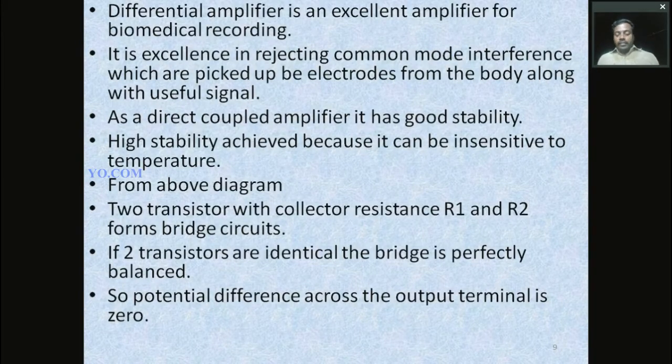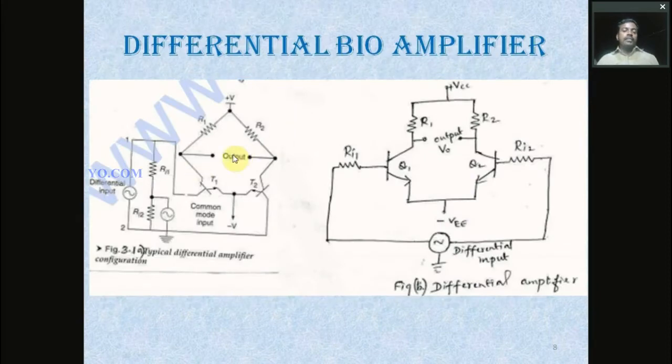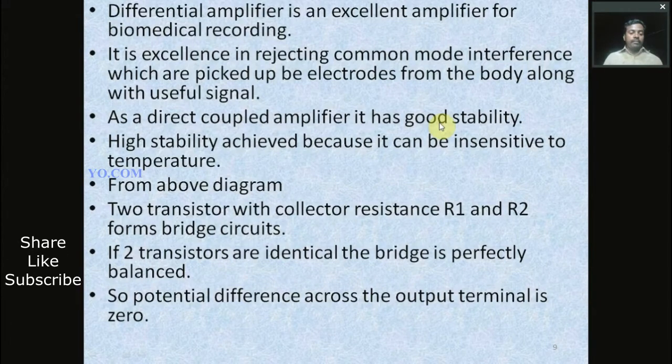And if any one changes, it becomes unbalanced, so the output will have some voltage. Okay, right? So this is a differential amplifier. The same circuit is converted into a familiar circuit. This is a normal circuit.